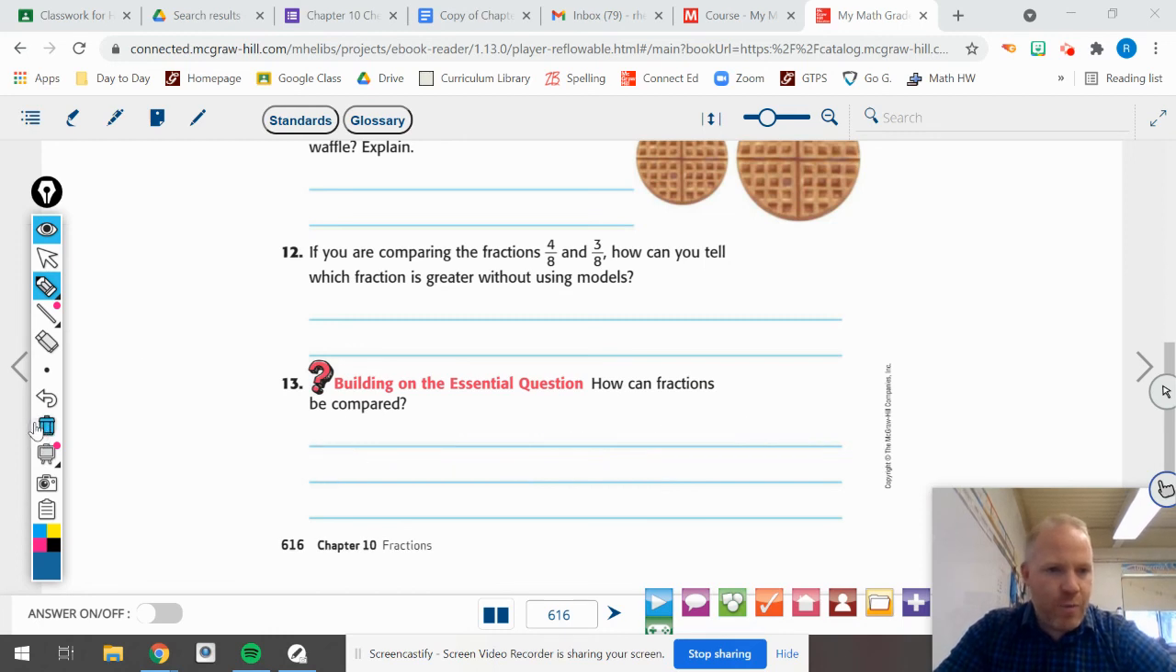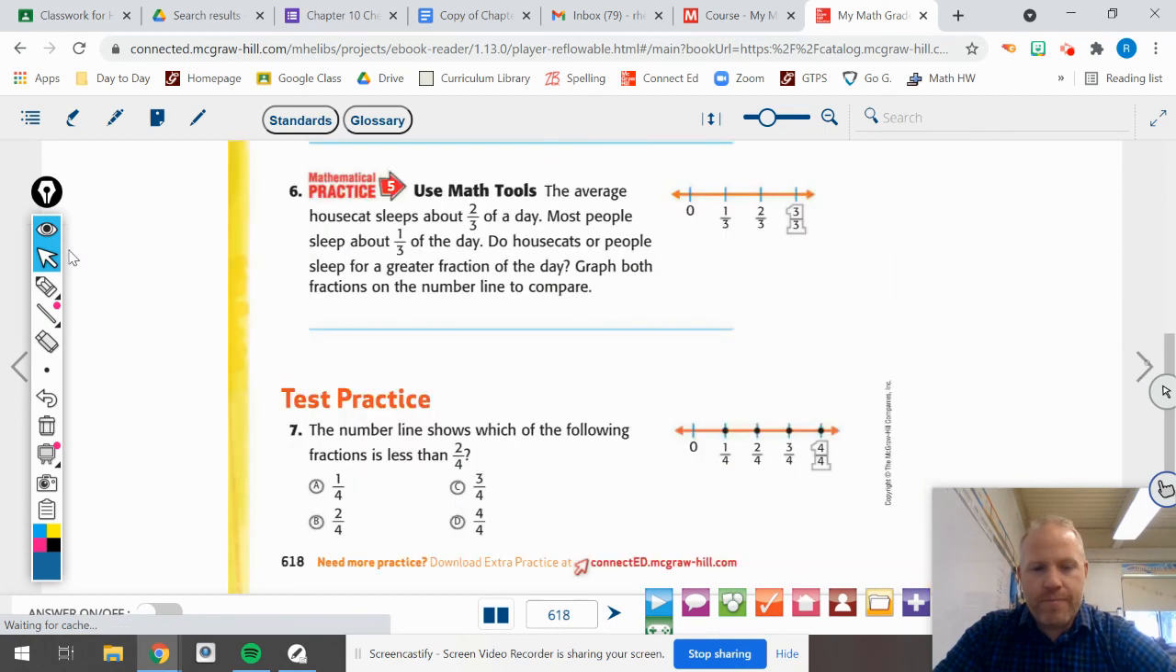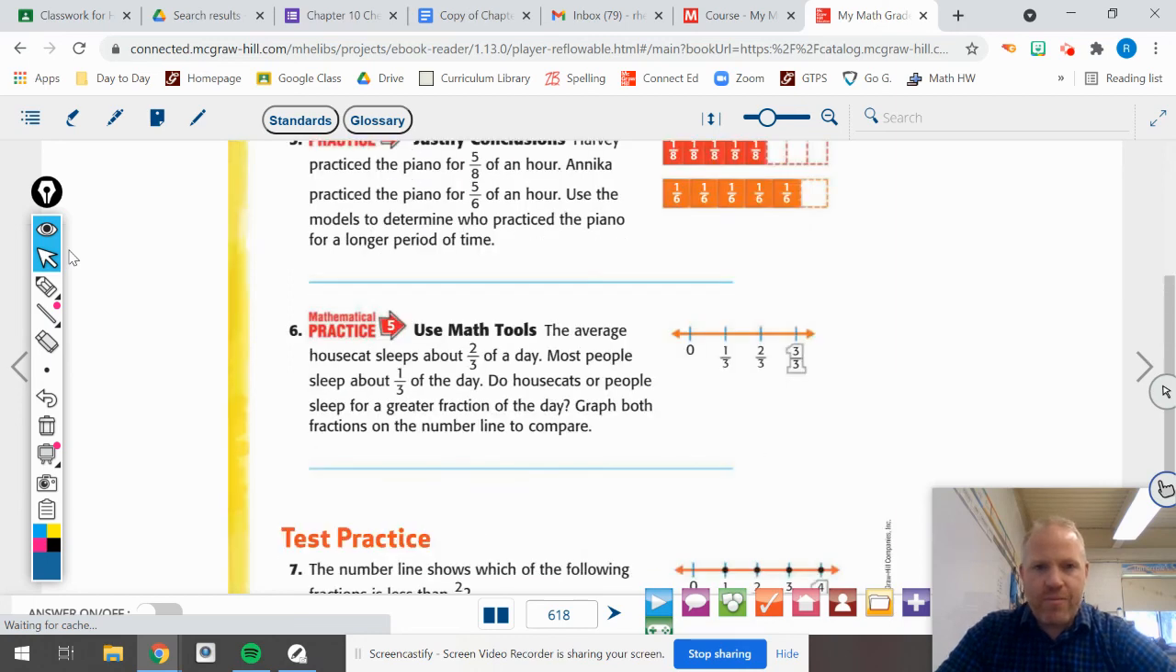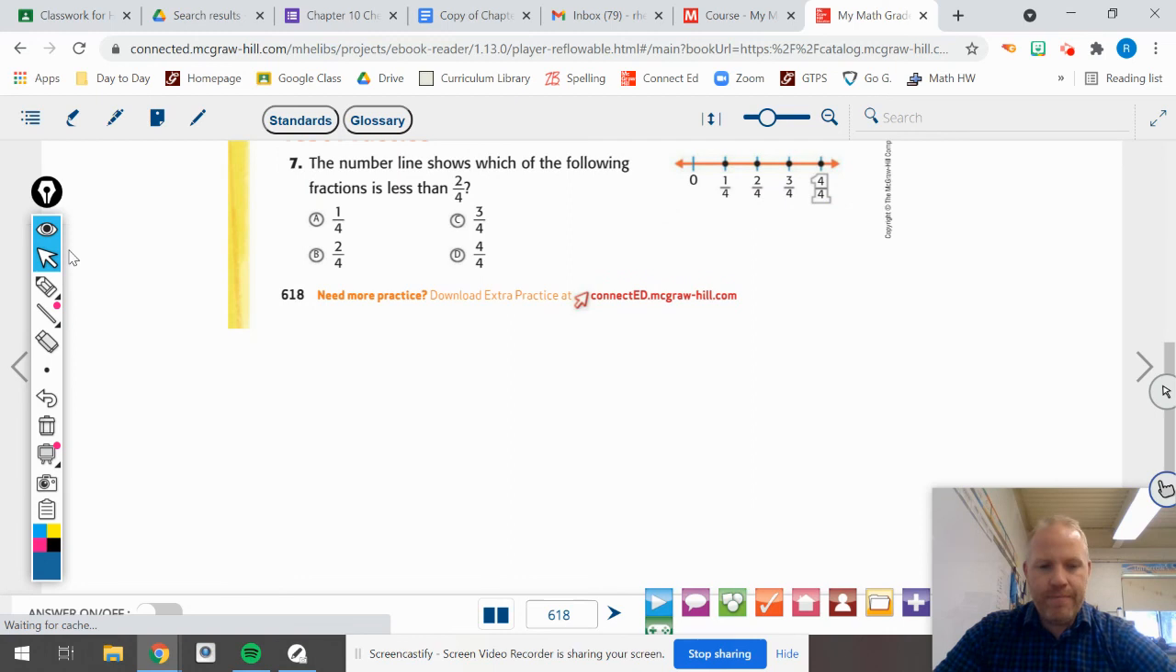And that brings you to your homework, so make sure that you've checked on your Google Classroom to see what homework you have for tonight. For my class, we've done the odd problems, so we would do numbers 1, 3, 5, and 7.